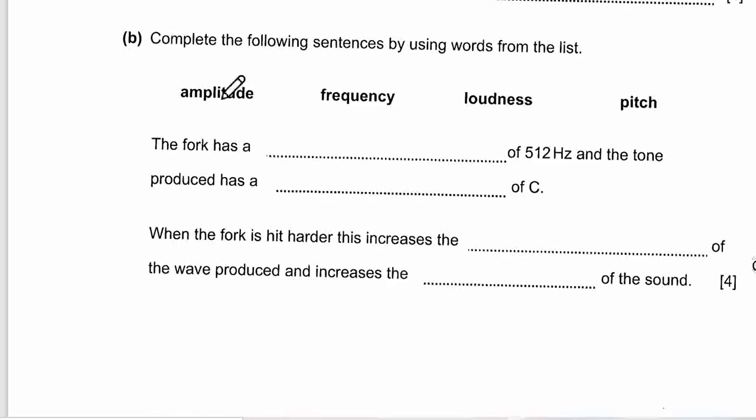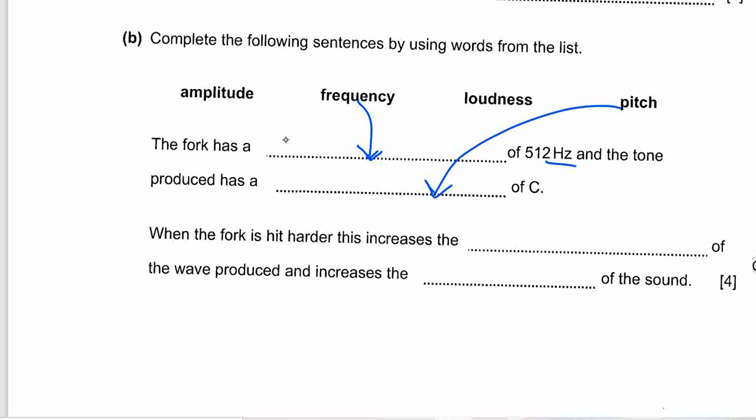Question B. Complete the following sentences by using words from the list: amplitude, frequency, loudness, pitch. The fork has a blank of 512 Hz and the tone produced has a blank of C. When the fork is hit harder, this increases the blank of the wave produced and increases the blank of the sound. So the fork has a frequency, and this is the unit for frequency, hertz, and the tone produced has a pitch of C.